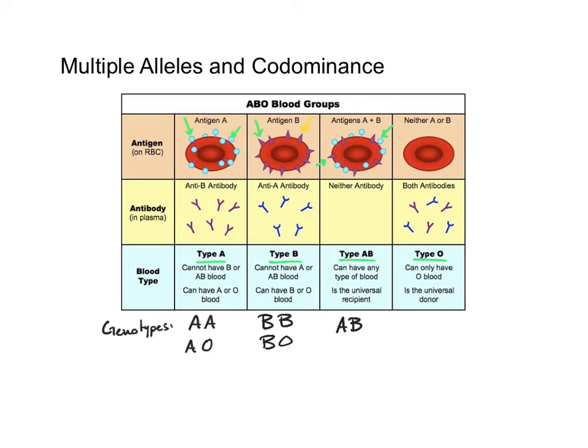And finally, if someone has type O blood, notice there's a lack of proteins on the surface of the blood cell, and that makes it type O. And the genotype for type O blood is simply OO. They cannot have an A or B allele and still have type O blood. So knowing all of that information, we can review now how to do a Punnett square involving blood type.